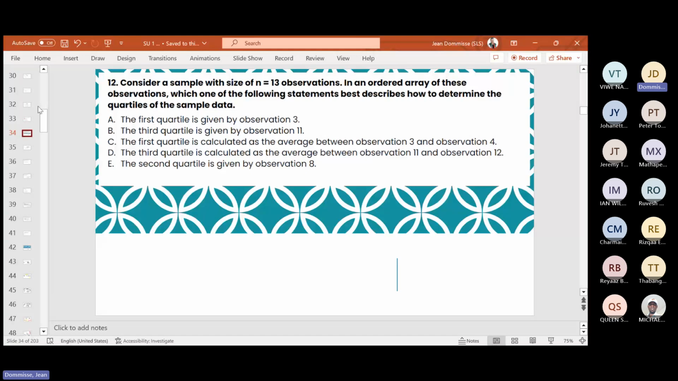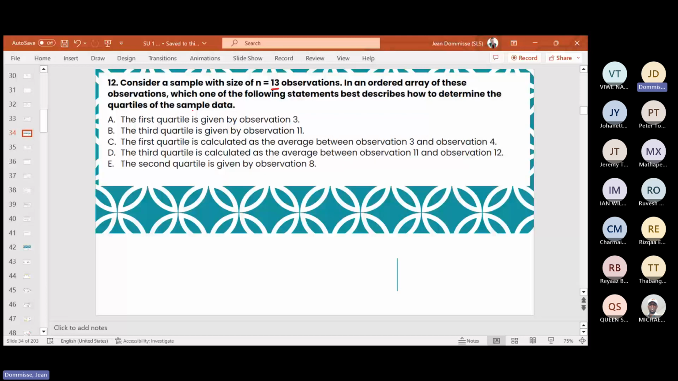Okay, so again, this was out of one of the previous exams. Consider a sample of size 13 observations. In an ordered array of these observations, which one of the following statements best describes how to determine the quartiles of the sample data?